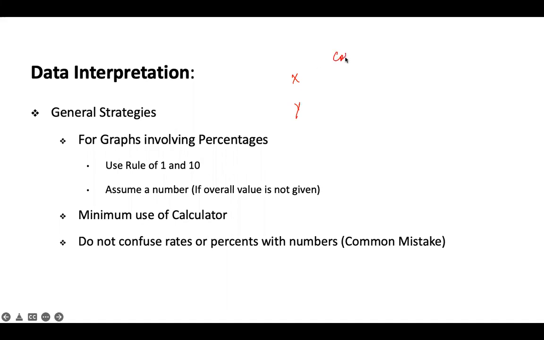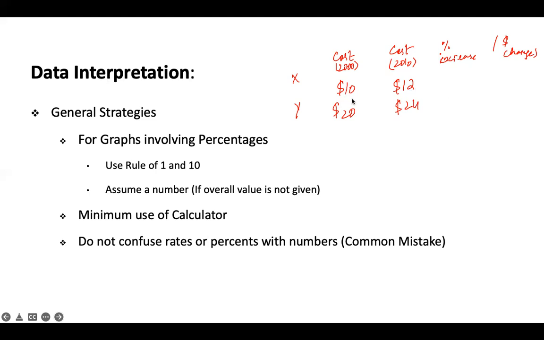And this is a cost in 2000. This is a cost in 2010. And this is a percentage change, a percentage increase. And this is a dollar change. So for example, cost in 2000 is $10 and this is $20, and cost in 2010 is $12 and this is $24.